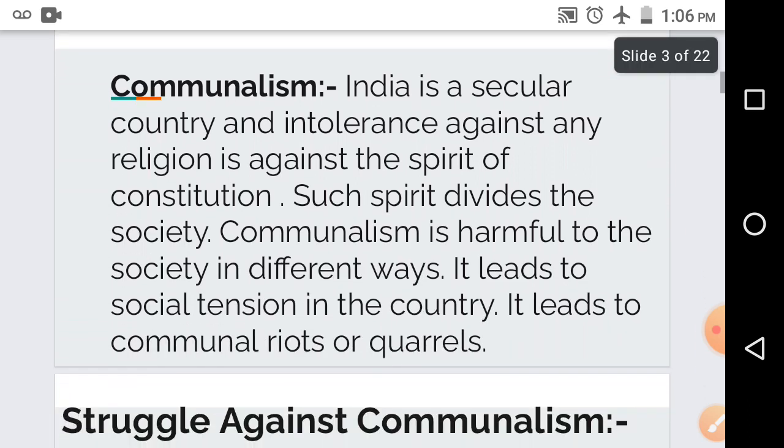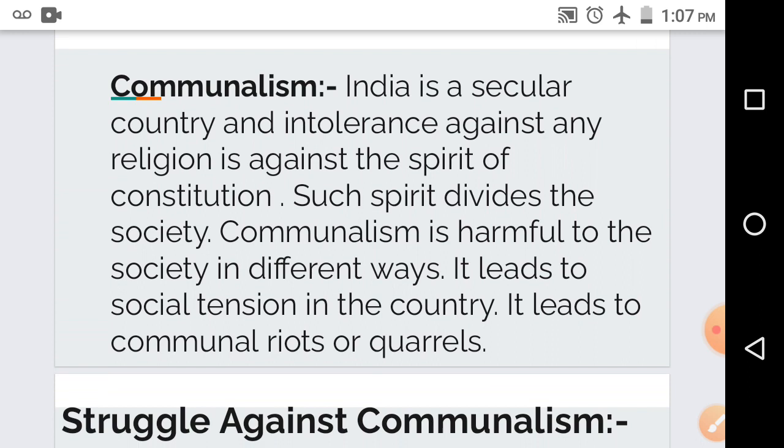Our first topic is communalism. As I said, India is a secular country, and intolerance against any religion is against the spirit of the constitution.